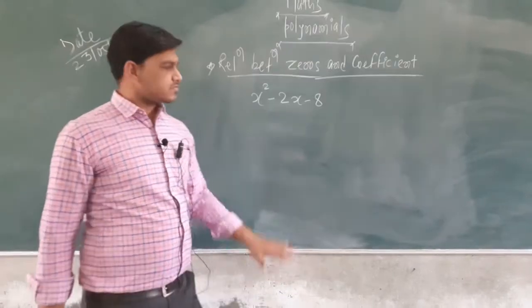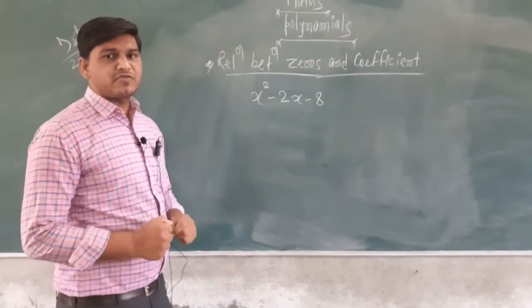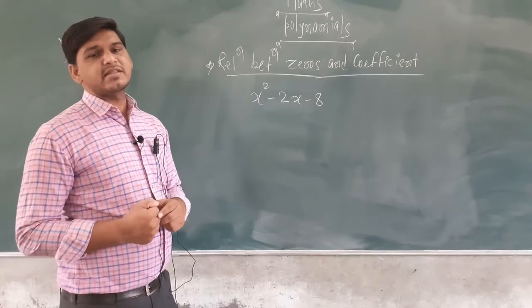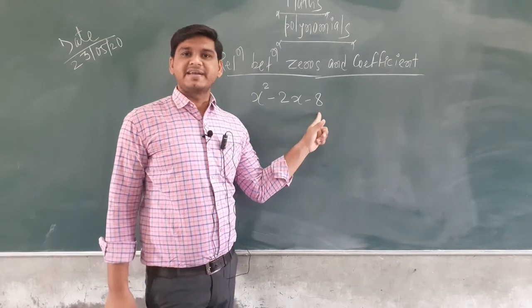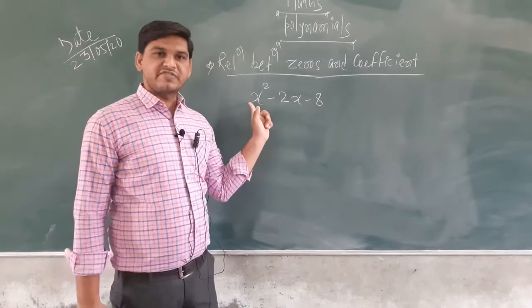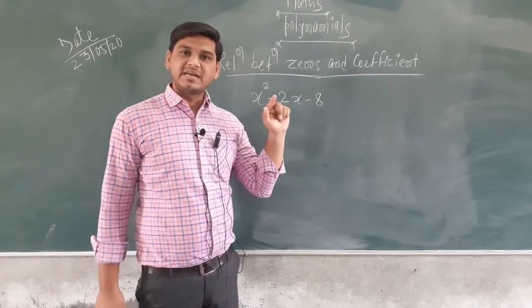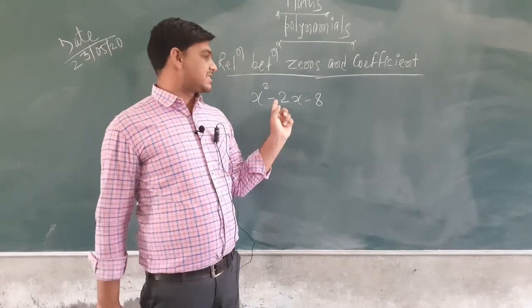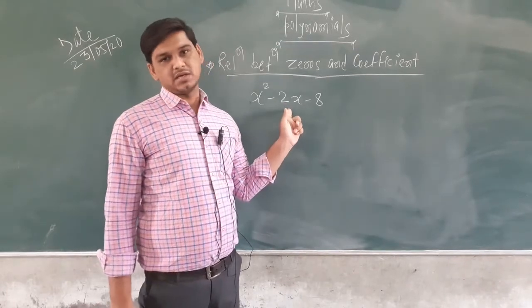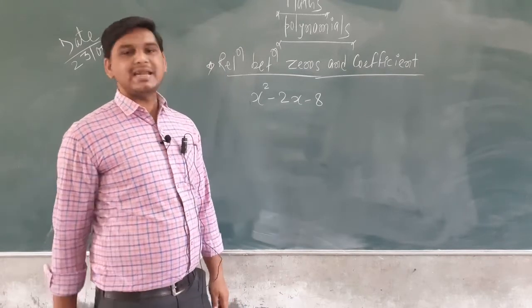First, it is a quadratic equation, so we have to find the zeros. How do we find the zeros? By factorizing. Now, how to factorize? Your last term is minus 8 and the coefficient of the first term is 1. So minus 8 into 1 is minus 8. Now we split minus 8 into two parts such that the middle term is minus 2. So the split is minus 4 and plus 2.